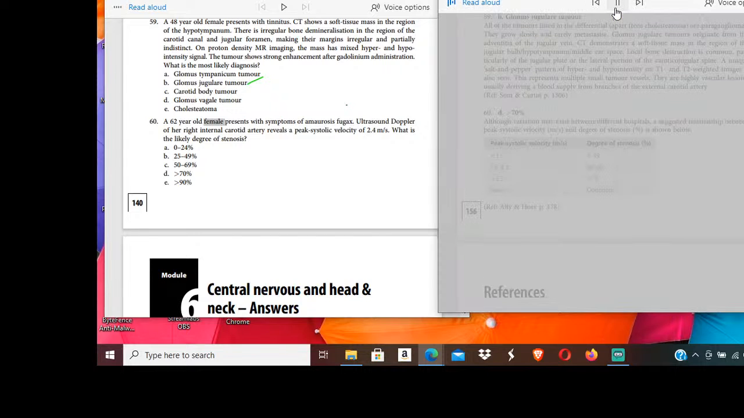59. B. Glomus jugulare tumor. All of the tumors listed in the differential, apart from cholesteatoma, are paragangliomas. They grow slowly and rarely metastasize. Glomus jugulare tumors originate from the adventitia of the jugular vein. CT demonstrates a soft tissue mass in the region of the jugular bulb, hypotympanum, and middle ear space.